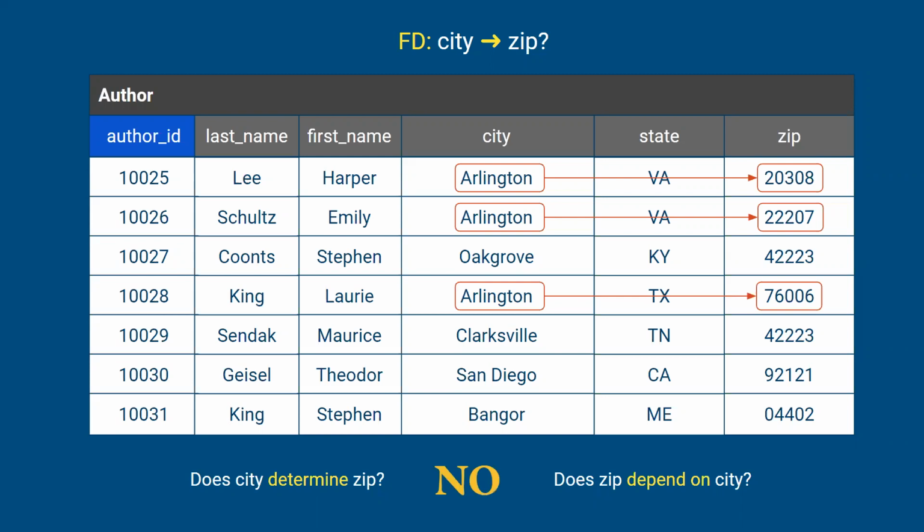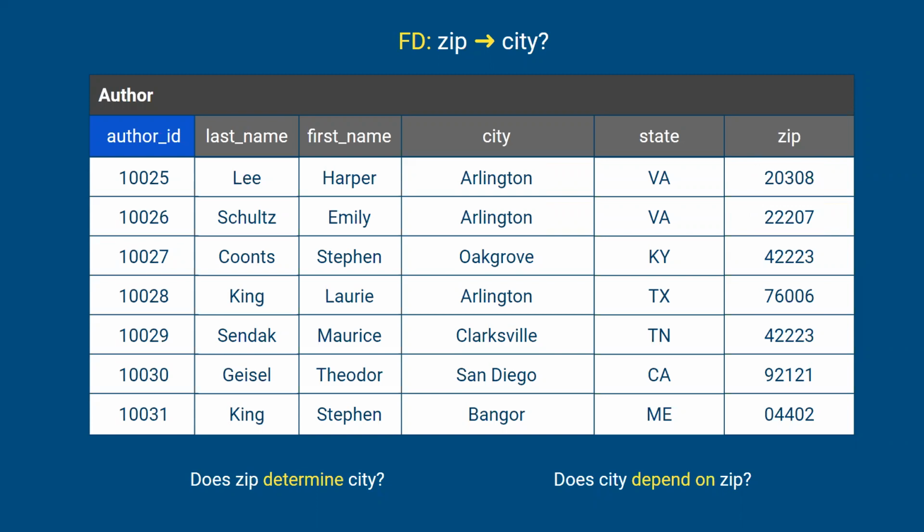So no. Are we ever going to find one that actually is true here? Zip determines city. If you know the zip code, you know the city. Oh, maybe not. Here we've got 42223, Clarksville, one zip code. What's a zip code? It's an identifier for a post office. We've got a post office that serves a couple of small towns, one single post office. So no, zip does not determine city.